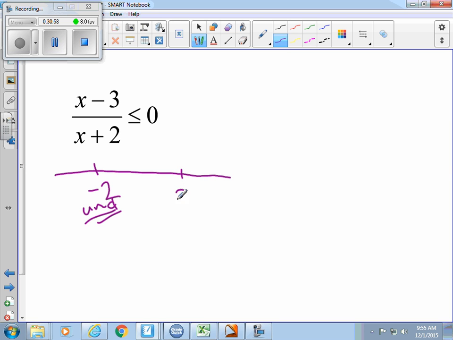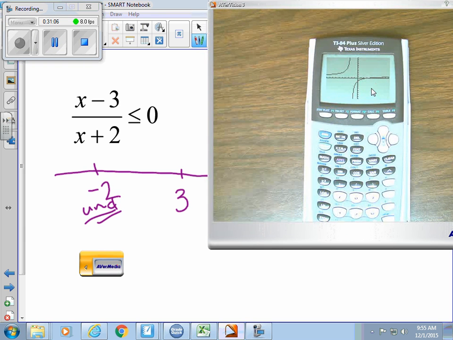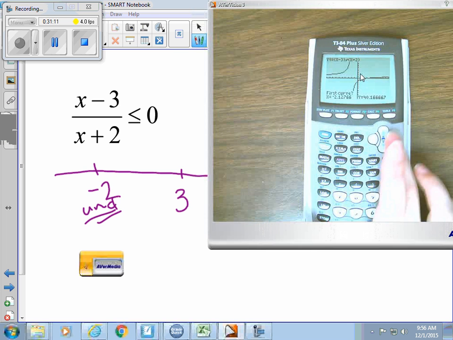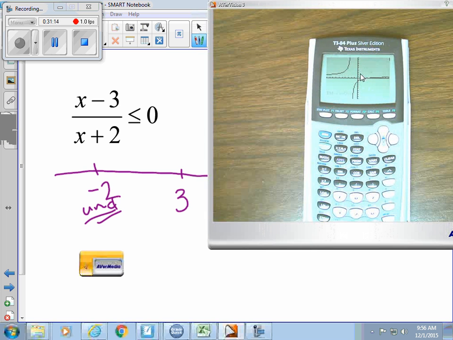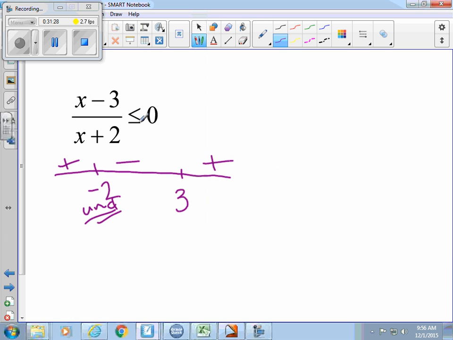And then the other thing I'm going to put on there is 3. If you were doing this completely by hand, the top equals 3, which makes it equal 0. Not by hand, do you see this intersection right here? Second trace 5, move over there a little bit, push enter 3 times, and it tells you it's at 3. So negative 2 and 3 go on my number line. Would you agree it's positive, negative, then positive? I want less than or equal to 0, right? The answer is negative 2 to 3, where the 3 gets a bracket, but the 2 doesn't.